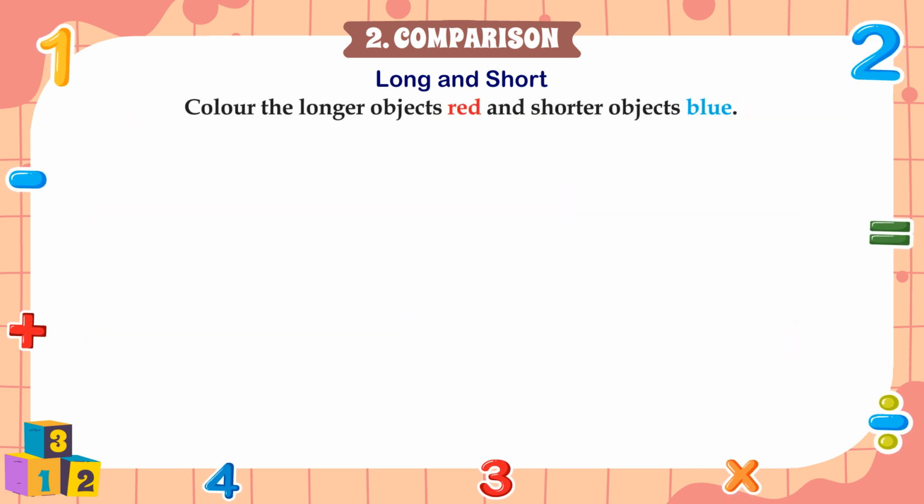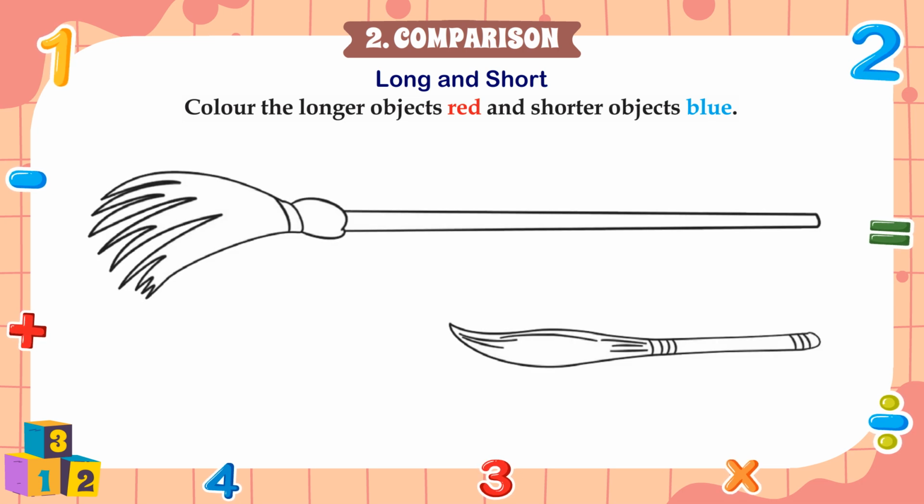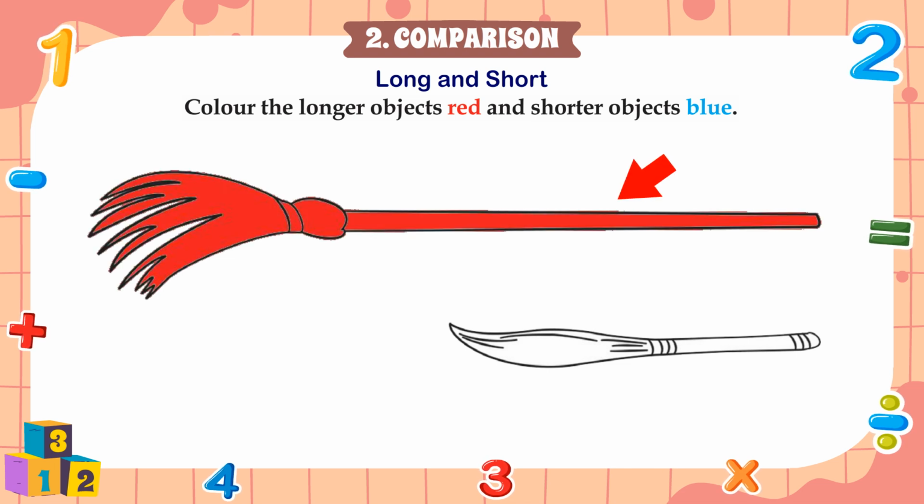Now let's color the longer object red and the shorter object blue. Which of these fruits is longer? Yes, the first fruit is long. So we need to color it red. The second fruit is short. So let's color it blue.